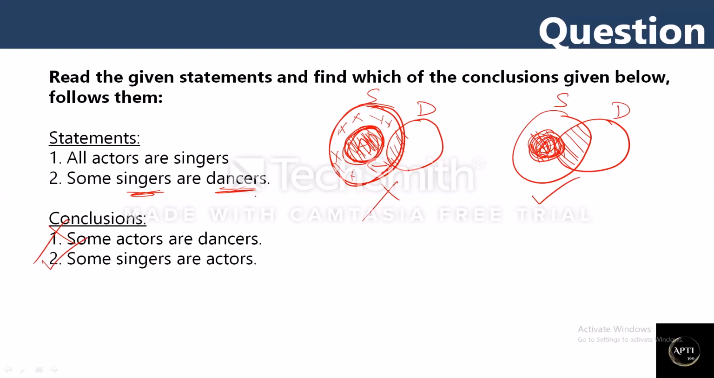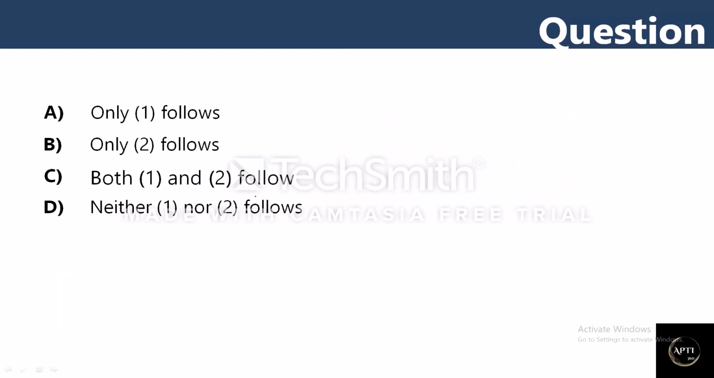Now you may have doubts about where the options are. Of course, in this slide I can't fit all the options, so I have given them in the next slide. Which option will be correct for the first question? Of course, only two. Sometimes they will give you only one follows, only two follows, both one and two follow, or neither, meaning both do not follow. So this is how we can solve. Now we'll go to the next question.